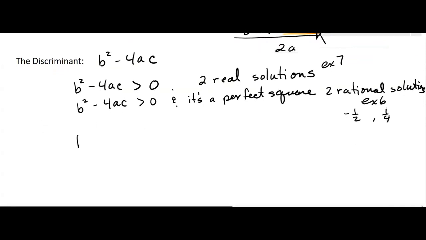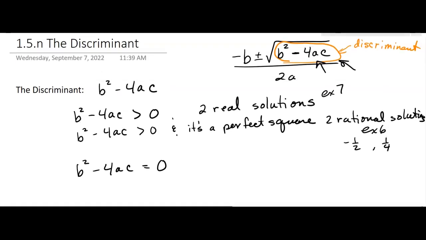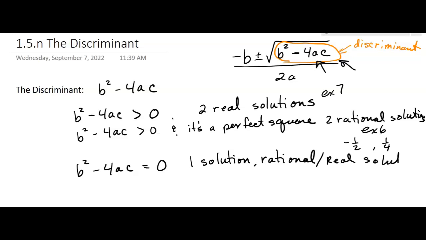All right. If b squared minus 4ac equals 1, or I'm sorry, equals 0, then that means the stuff under the radical is 0, and so you're plus or minus 0, right? You're only going to get one solution, and it will be rational. It's also real, but I'll put rational/real solution. Okay. I don't think we had an example of that, but it can happen where the discriminant is 0.